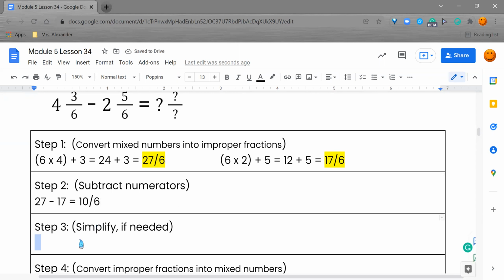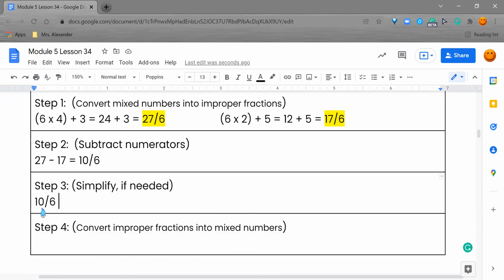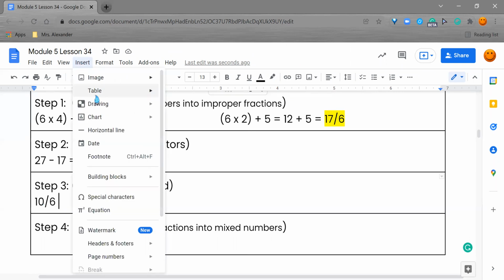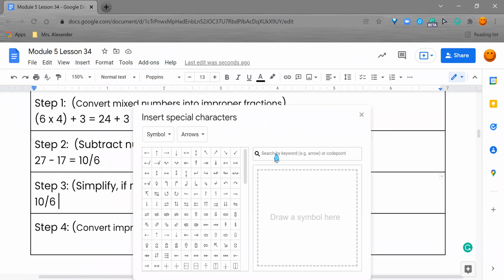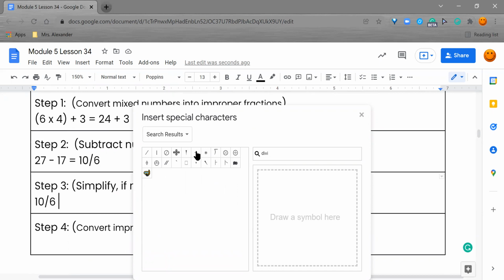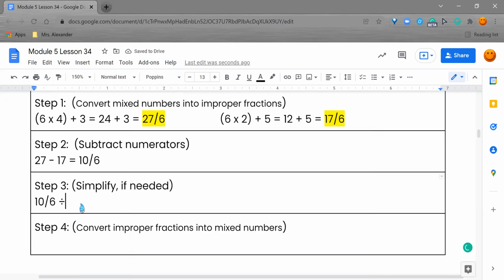Now, this is where you get to make a decision. If you notice that this is an even number, both of them are even, you know you can divide by 2. So I'm going to do it this way first, and I'll do the next way next. So right now I'm going to insert and type divi, and it's going to bring me the division sign, because I see that 10 and 6 are both even numbers. And even numbers, I can divide by 2.